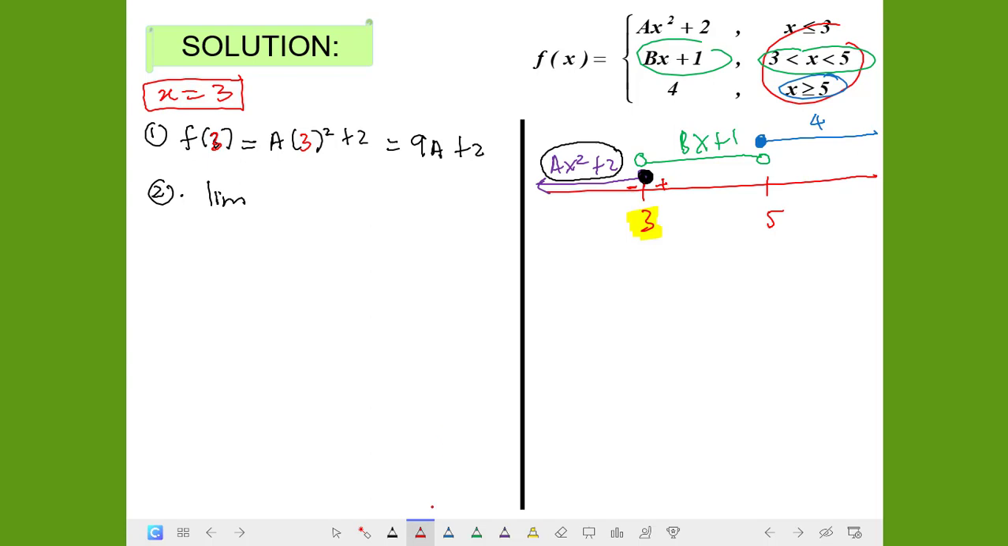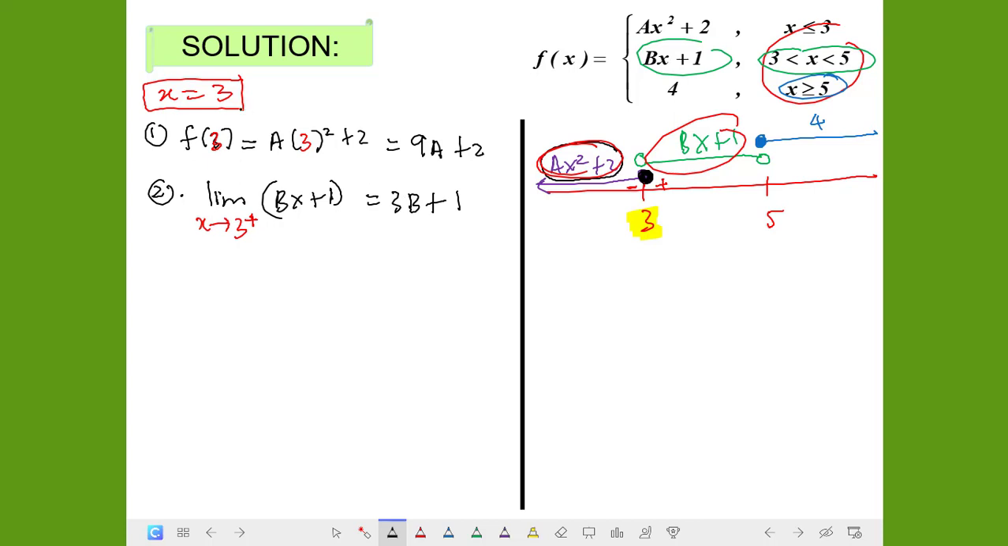Okay, the best is we're going to consider x approaches 3 from the different function. If you take from the left, you are using the same function as when x is equal to 3. So we need to take the other one, the different one, that is 3 from the right. For 3 from the right, choose this function b x plus 1. Substitute 3, 3b plus 1.